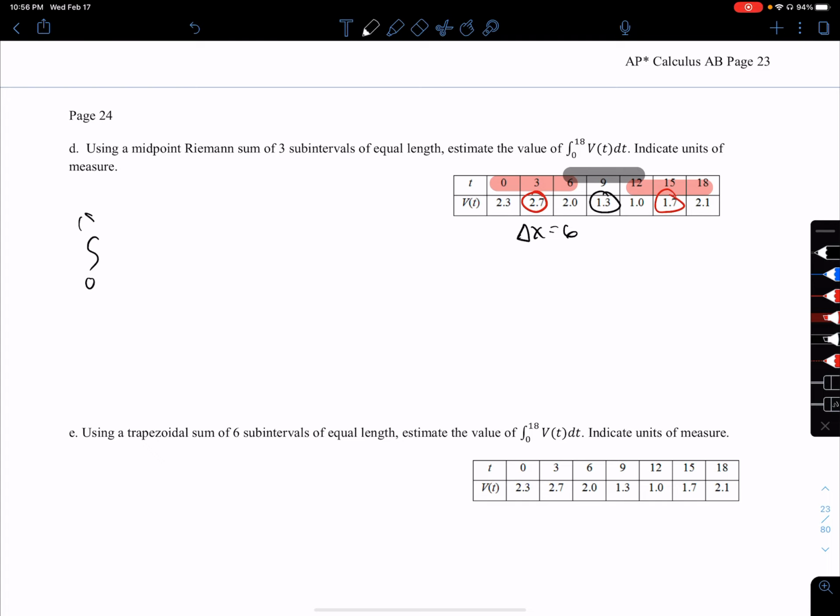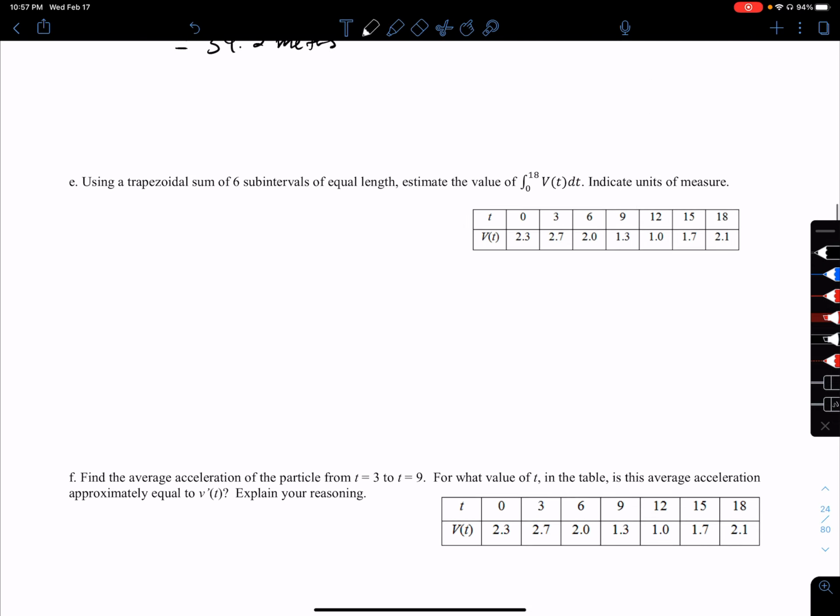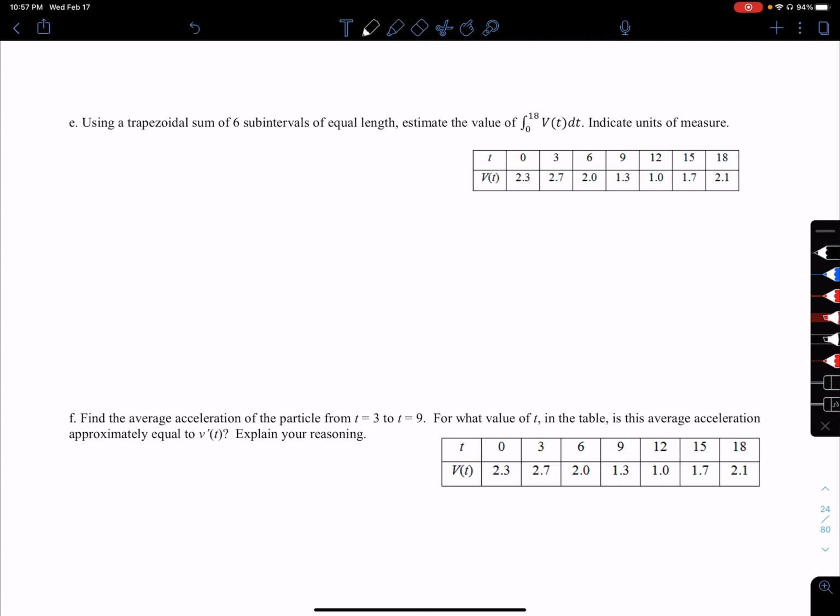So integrating from 0 to 18 the velocity with respect to t, I might have been saying x before, with respect to t, we have 6 times 2.7 plus 6 times 1.3 plus 6 times 1.7. On a free response question, you can leave it that way. It's 34.2 meters. E, using trapezoidal sum of 6 subintervals of equal length, estimate the value of the integral from 0 to 18 of the velocity with respect to time.